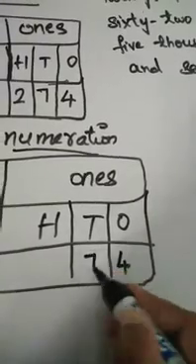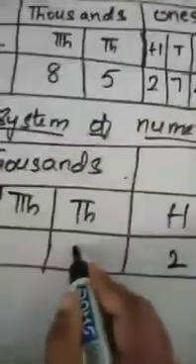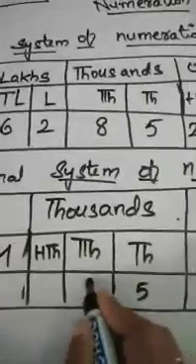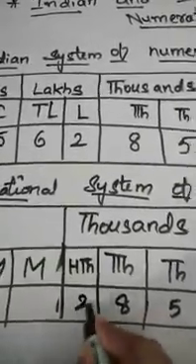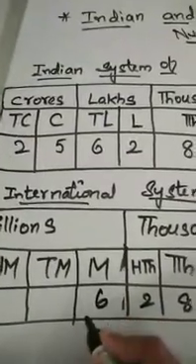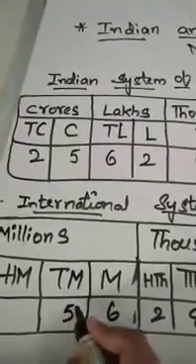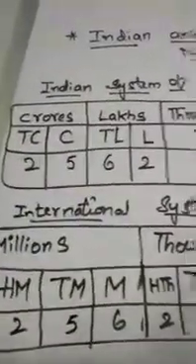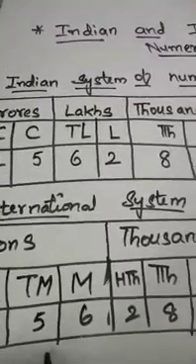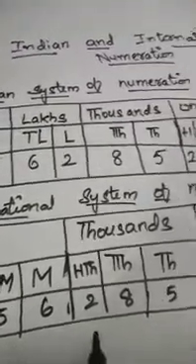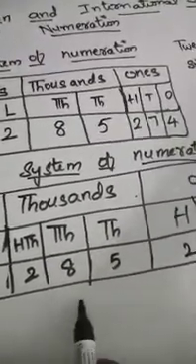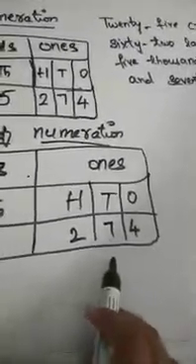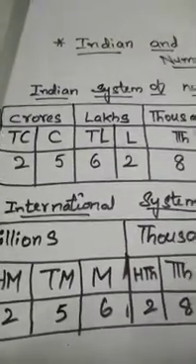So 4, 7, 2, 5, 8, 2, 6, 5, again 2. So how do we read this? 256,285,274. Like this you have to read, and in the same way you have to write.